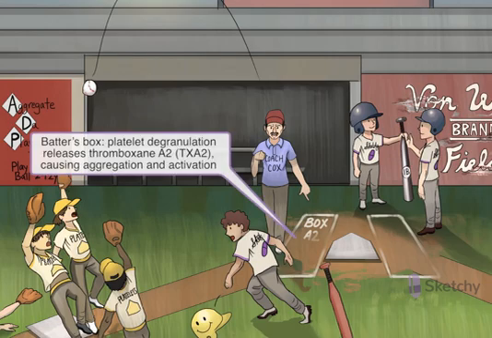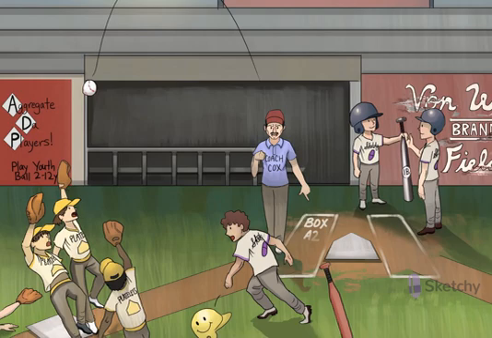around the home plate. When thromboxane gets sensed by nearby platelets, it causes them to change shape, release their granules, and aggregate. So from now on, whenever we talk about activated platelets degranulated and doing their thing, just remember the thromboxane batter's box that the batter had to step inside of first before the plate is activated.